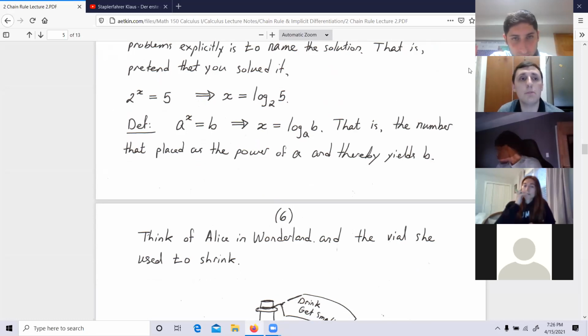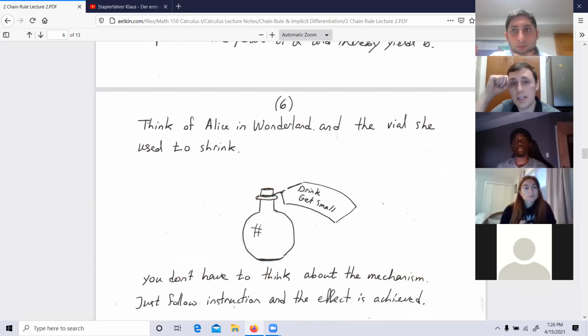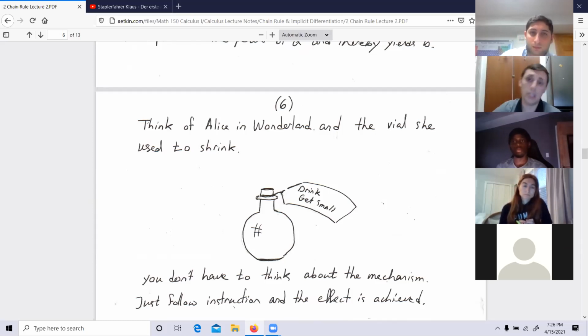So it's very similar to that story in Alice in Wonderland. Do you remember that there was this vial, and it says on the label of the vial, drink me and be small. You don't have to think about how this works. If the label is not lying, as soon as you drink it, you will get small. What's the inner mechanism? It's not known to you, at least at the very moment.